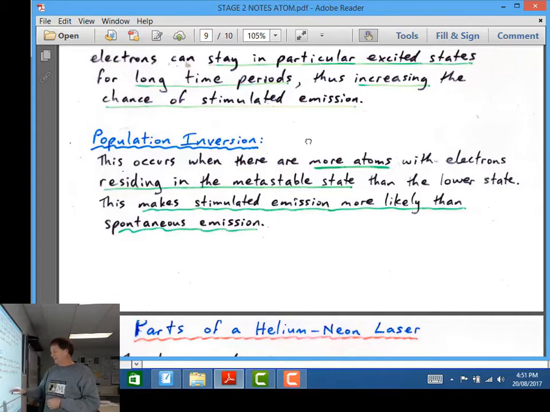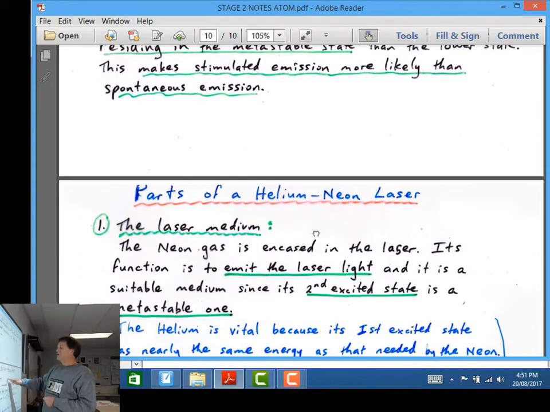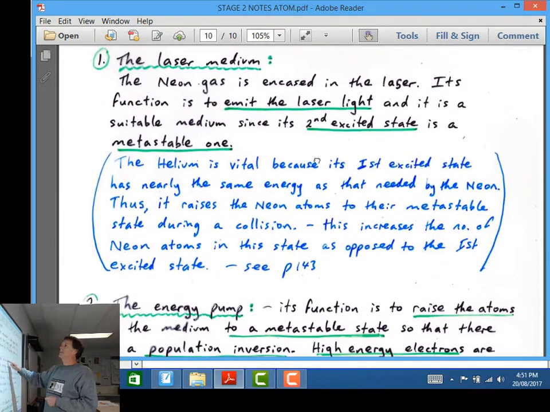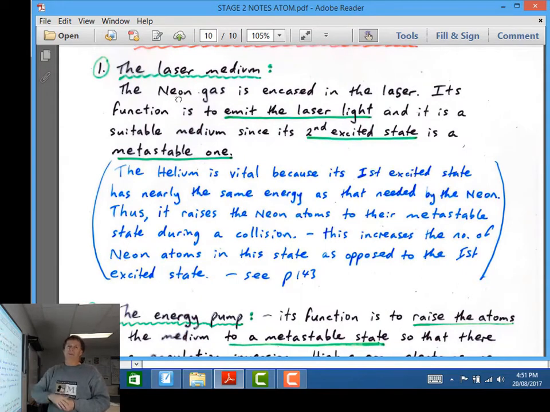Okay, so how do you do that? Well, first of all, you make sure you choose a laser medium which has got a metastable state. In our case, we're going to use neon there, because that does have a metastable state that's up there, and the function of that gas is to release the laser light, the correct light there. It turns out that the second excited state of neon is metastable. They put helium in there to actually help that, by the way, and I'll come back to that.